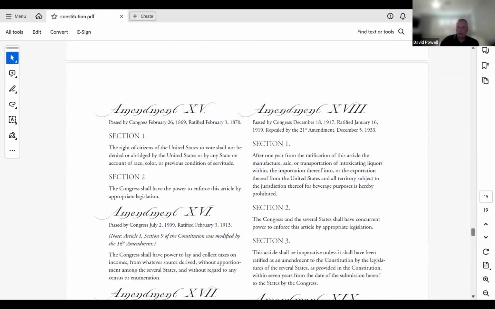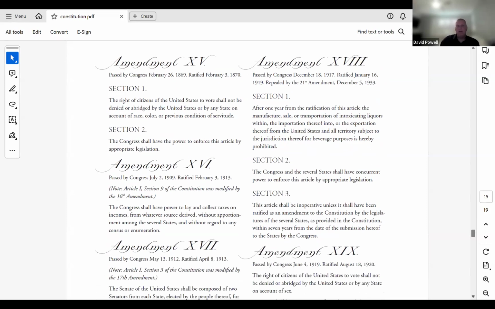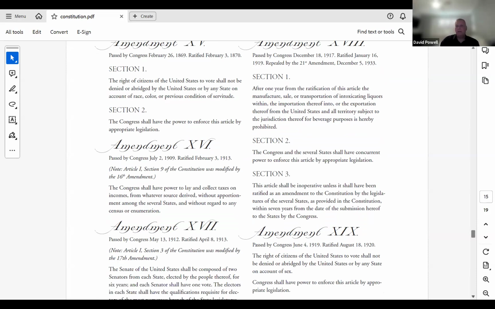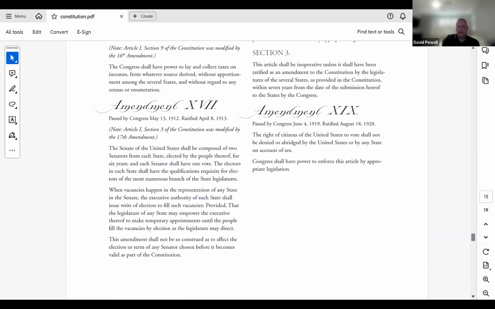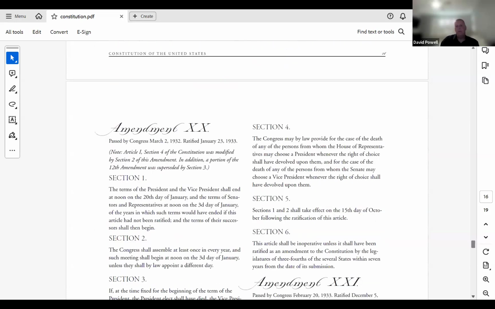15th Amendment says that the right to vote cannot be abridged based upon race, color, or previous condition of servitude. 16th Amendment then gives us the direct income tax, that Congress may levy taxation on any source whatsoever without apportionment. So this is why the direct income tax is now constitutional, thanks to the 16th Amendment. The 17th Amendment makes senators directly elected by the people, so no longer selected by state legislatures. The 18th Amendment was prohibition. The 19th Amendment was women's suffrage.